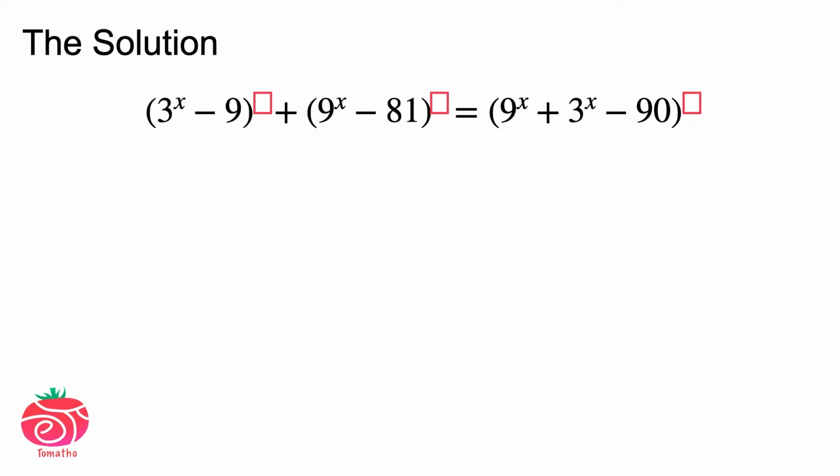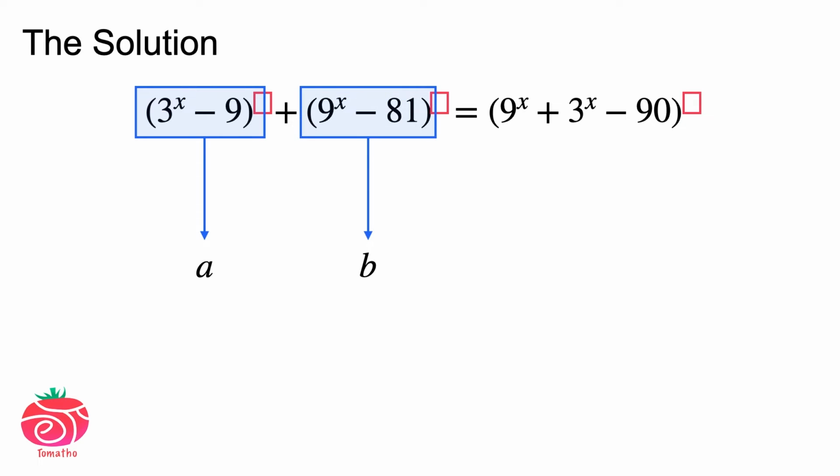this equation still holds because, as you can see, if we add them, 3 to the power of x minus 9 plus 9 to the power of x minus 81 is equal to the right hand side, which is 9 to the power of x plus 3 to the power of x minus 90. So to simplify the problem, we can assume both terms on the left hand side as a and b. Thus, the right hand side becomes a plus b.